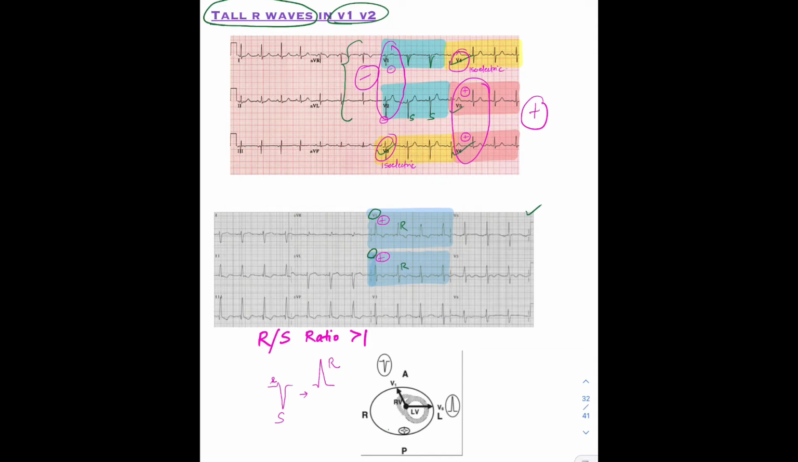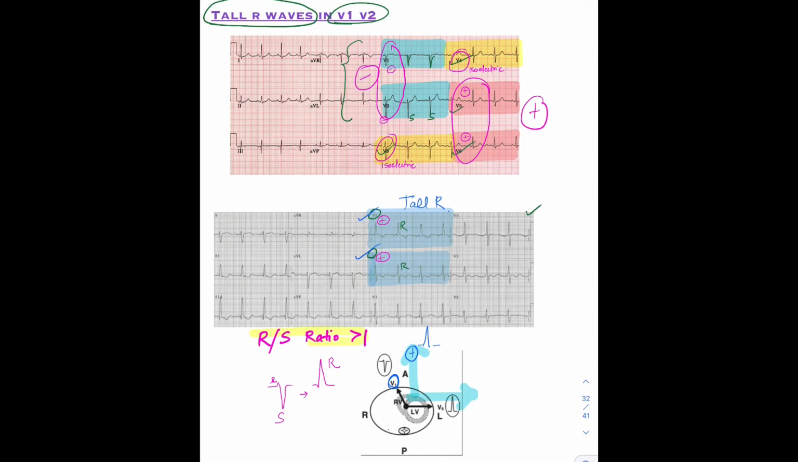So why is this happening? Again, this is happening because now the vector which was facing more towards the left has shifted towards the right. Okay, now it has shifted towards the right, and you will see that the positive head of the vector is facing the recording electrode, therefore you will have net positive deflection. So this is the reason why we start to see positive deflections in the leads V1 and V2 in the form of tall R waves. Okay, so this is a very important RVH change in an ECG.